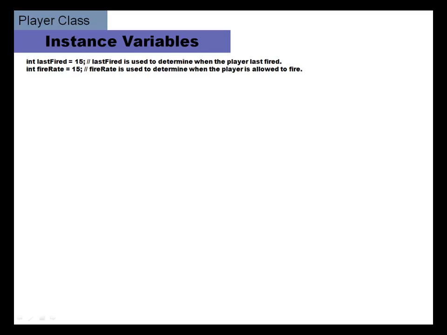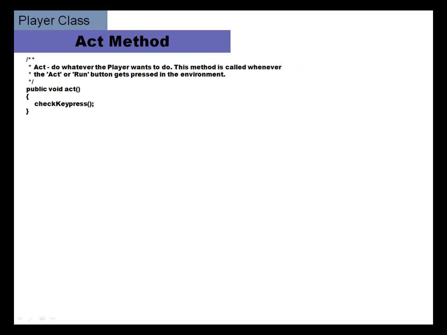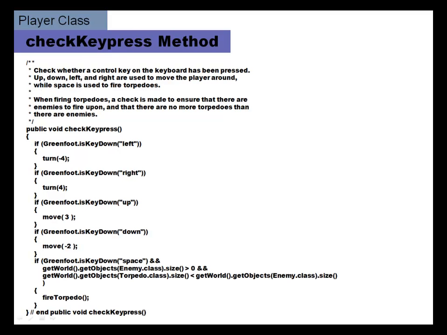These variables set a time limit on how fast the player can fire a torpedo. The act method only contains one method call, check key press, which, as shown right here, uses the isKeyDown method to make the player turn, move, and fire a torpedo.